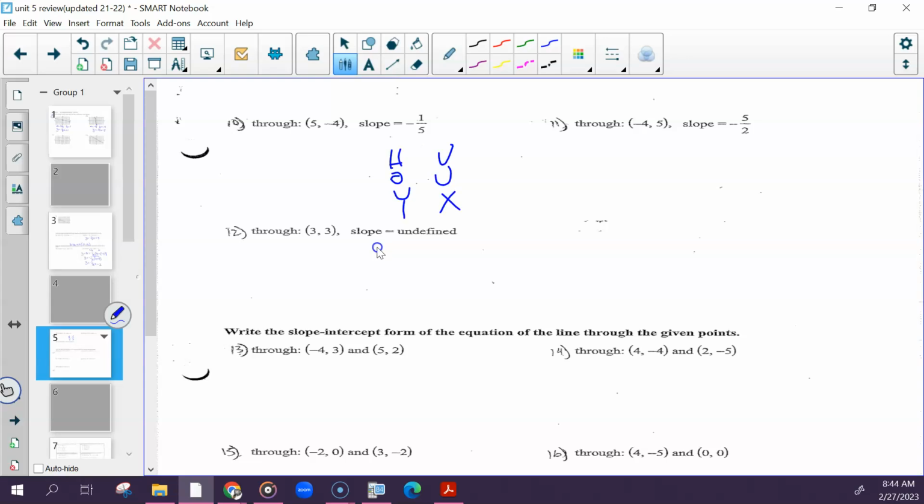And x equals. So if you get something like this, or if it says slope is 0, you would do the opposite. So here, because our slope is undefined, this is going to be an x equals. Look at what your x value is, and that would be your equation. There's really no work to do. You just have to know that.